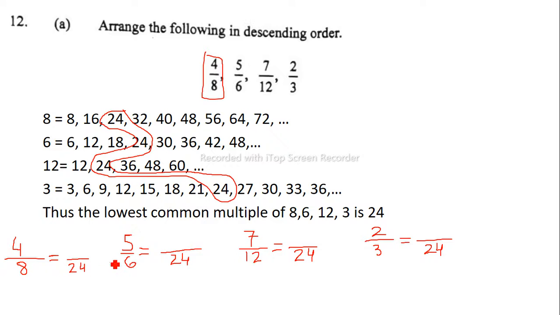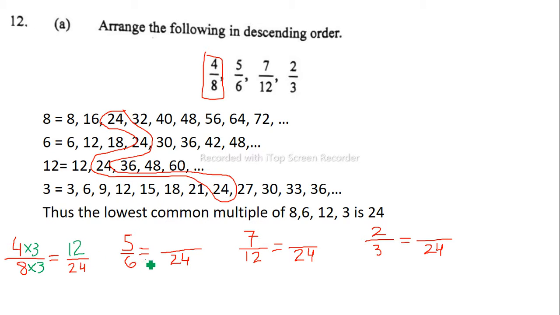Good. So we say, what times 8 gives me 24? 3. Whatever we do to the bottom, we do to the top. So what is 4 times 3? 12. Well, it's 12 over 24.